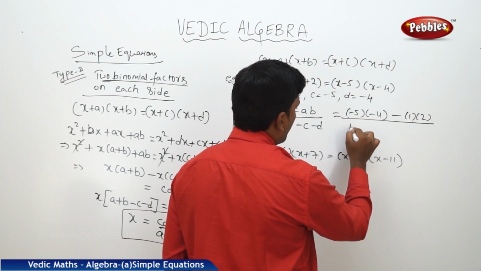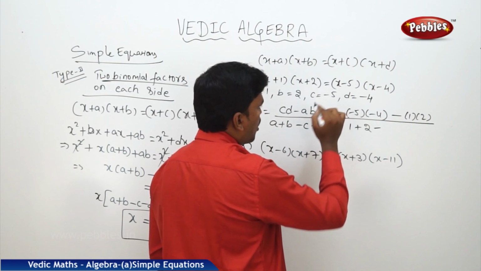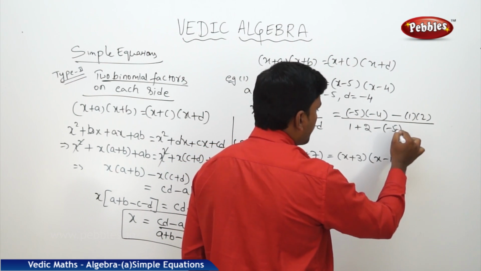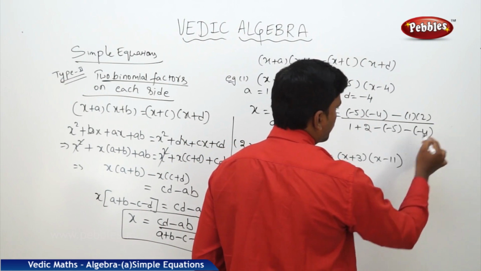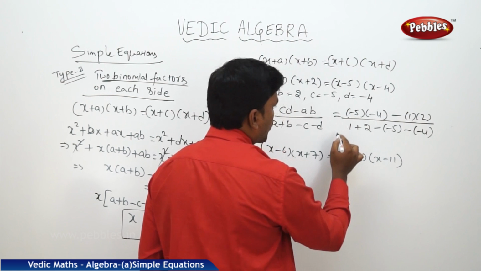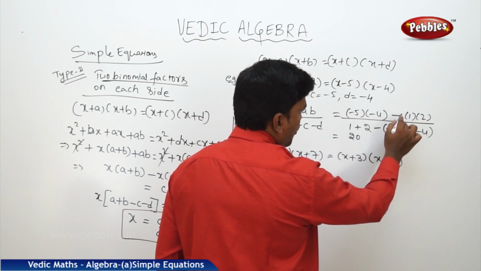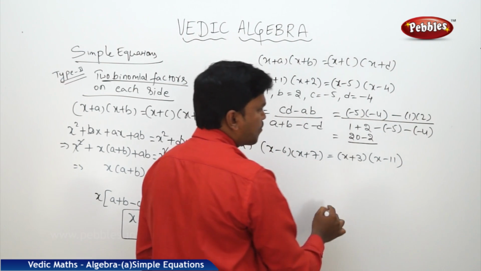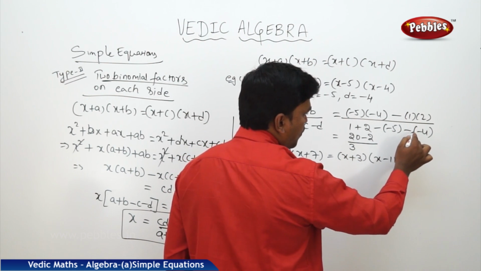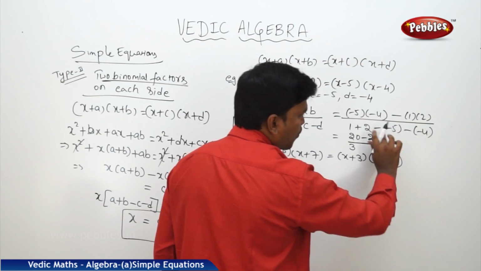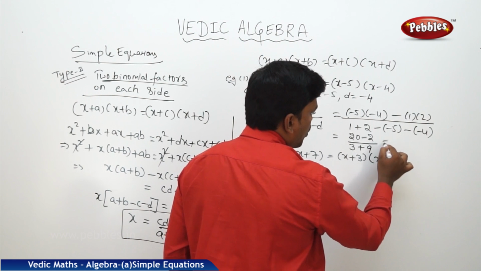So what is A plus B here? 1 plus 2 minus C. C is how much? Minus 5. So minus of minus 5. Again minus, what is D here? Minus 4. So minus of minus 4. So what is the value we are going to get here? Minus into minus plus, 5 4s are 20, minus 2, by 1 plus 2, 3. Minus into minus plus, both become plus. So plus 5 plus 4, how much? Plus 9.